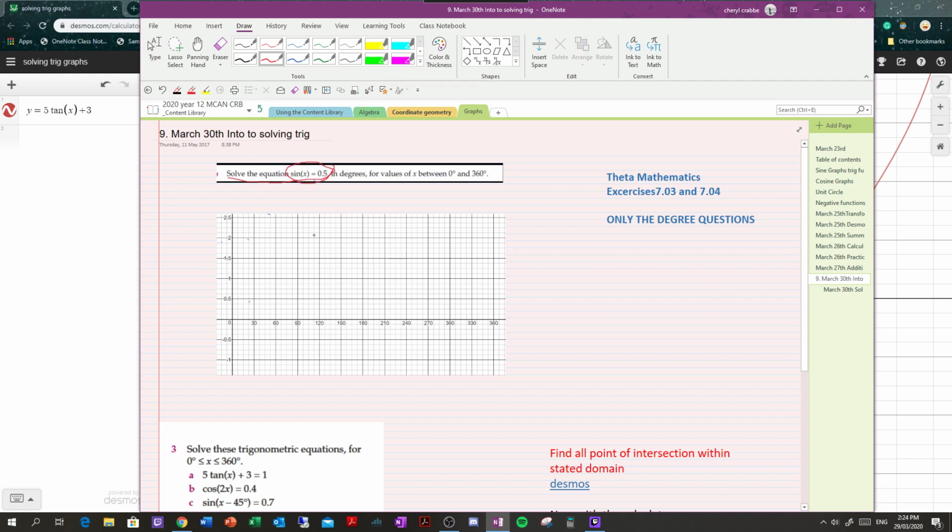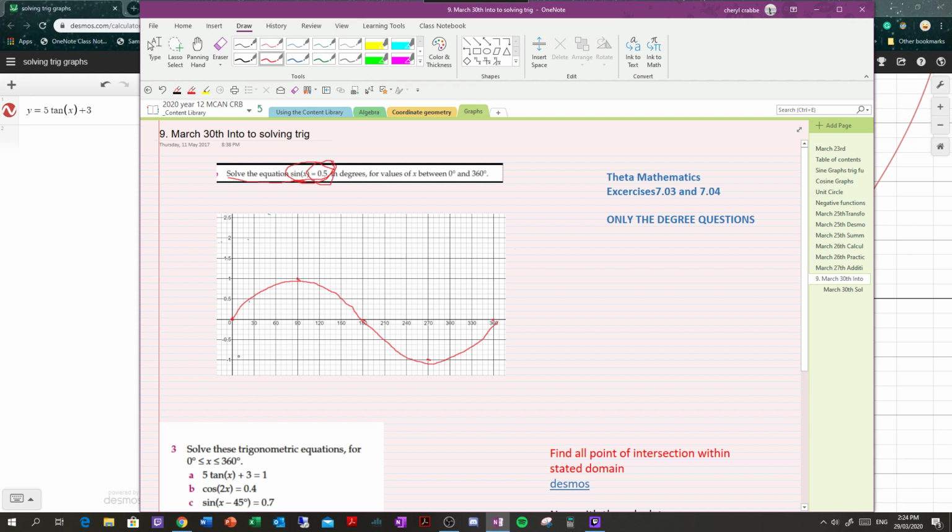Now we know what the values for sine x are. We know that it goes from 0, 0, and then it goes up to 1, and then it goes through 180 and negative 1 and back to 0. So that's basically our sine graph.